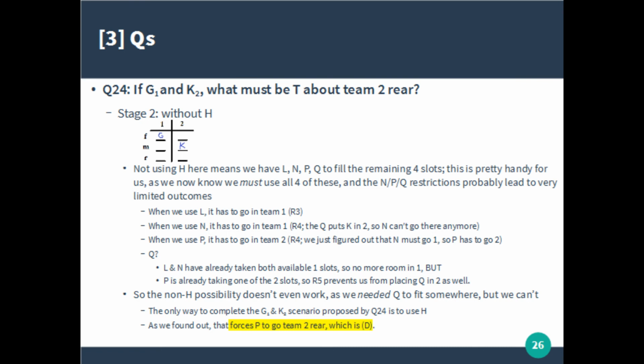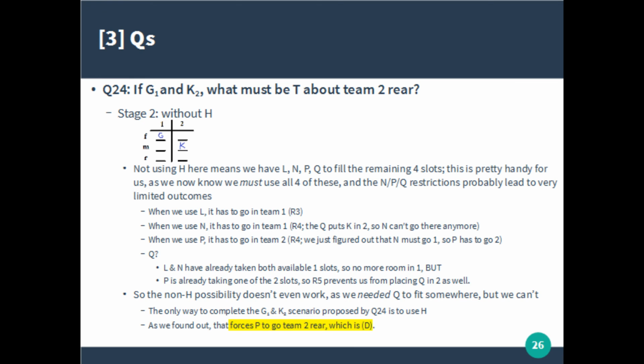So really, it turns out that if we don't want to use H, we need to fit Q somewhere, but we actually can't. So this possibility doesn't even work. Again, the only way to complete the G in team 1 and K in team 2 scenario proposed by the question is to use the entity H. But as we found out, that forces P to go into team 2 rear, which is answer choice D, as we just saw earlier.